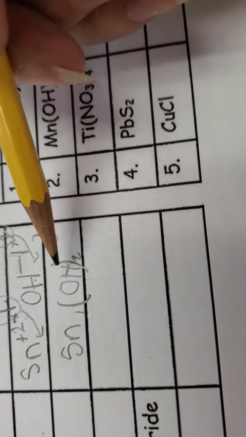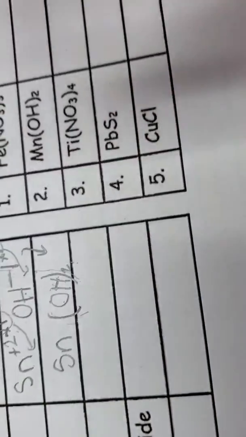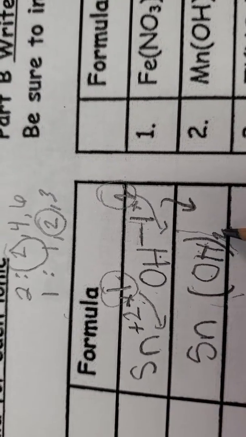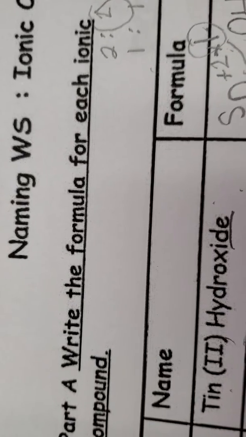However, if I don't put parentheses around this hydroxide, I'm going to think that there are 2 hydrogens, and there are 2 hydrogens instead of 2 hydroxides. So in order for me to know that this 2 is telling me 2 hydroxides, I needed parentheses around the polyatomic. Also, if there's only 1 tin, I don't need to write the 1. The 1 is implied. So my answer for tin 2 hydroxide, the chemical formula is Sn parentheses OH parentheses 2. That is the answer for tin 2 hydroxide.